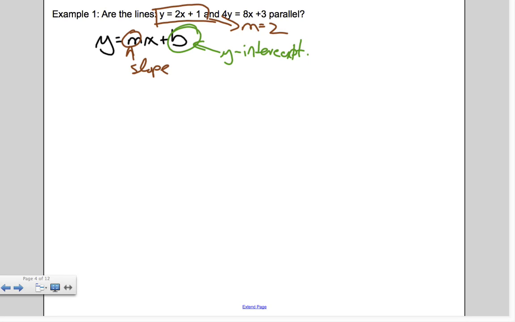So that is your answer, Jenny. Your process is absolutely right. Now we understand why we're doing that. So we have 4y is equal to 8x plus 3. We want to isolate for y because we love that y equals mx plus b form.